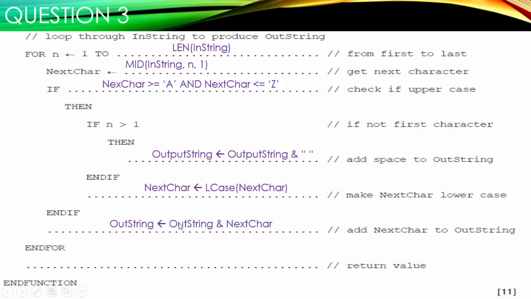So out string, we're going to take out string, the pre-existing data there, and then what we're going to do is concatenate that next letter on there. That's going to end our for loop, and then we simply return because functions have a return statement. What are we returning? We are returning out string. So that's going to be it for number 3. Let's go ahead and take a look at the next one.